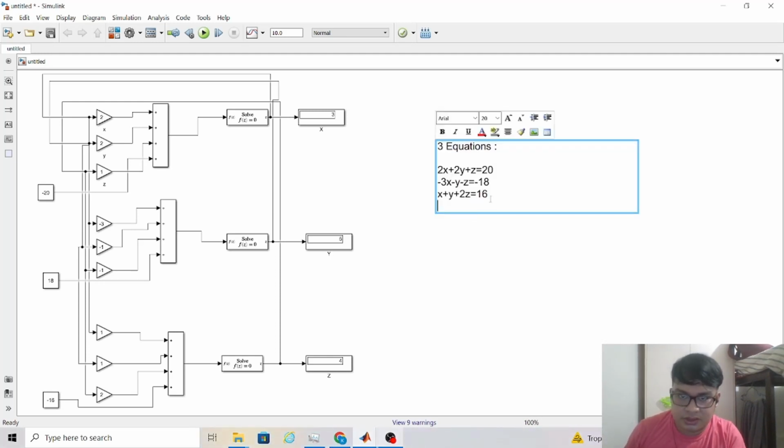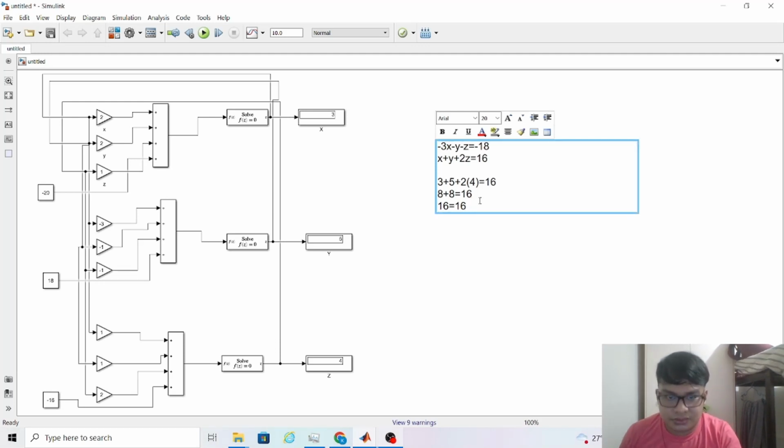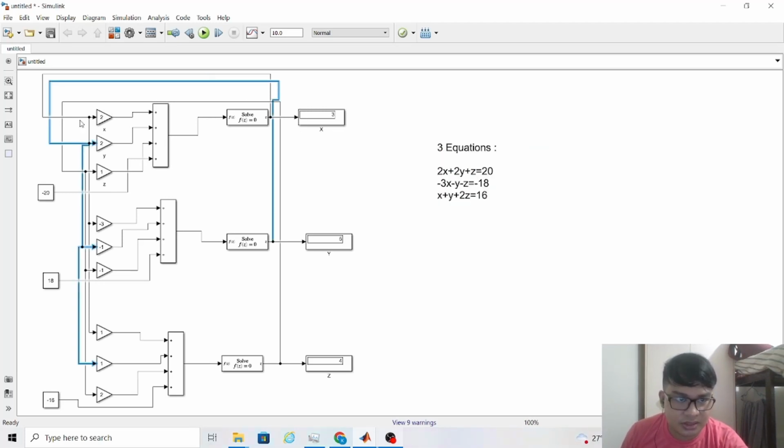For the third one, let's substitute: 3 plus 5 plus 2 times 4 equals 16. That's 8 plus 8 equals 16. So it's going to be 16 equals 16. And here we go. For the final result, it's correct. All of the connections are correct. So it was solved properly.